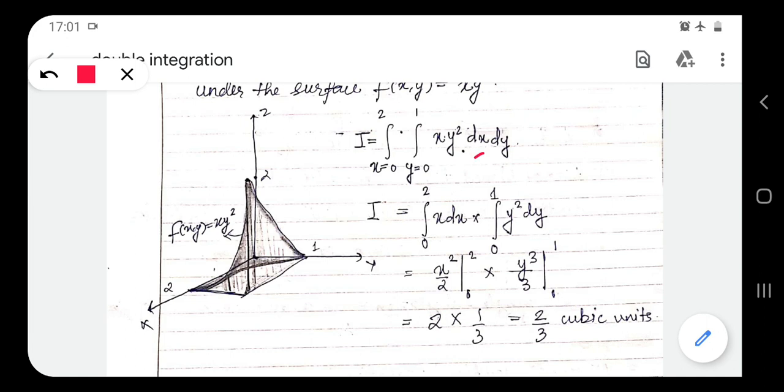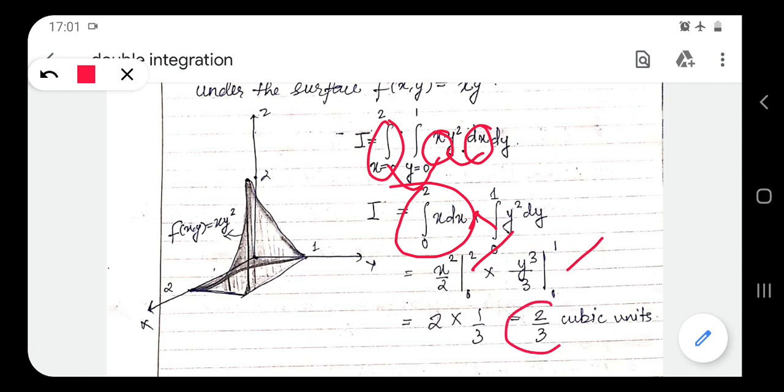So dx will separate, taking its term x and taking its integration. So here it is separated, multiplication sign is in between, and y will separate with its term y square and its integration. This happens because my limits are constant and my function is ready to separate. And I have carried out the integration. So this is the volume under that surface, 2 by 3 cubic units.